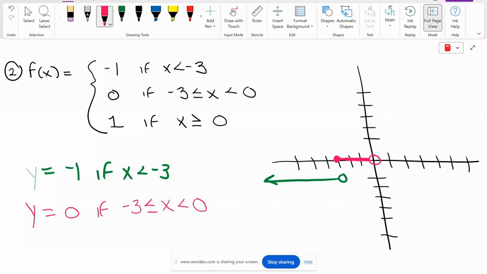And the last one, y will equal +1 if x is greater than or equal to 0. So I'm going to go to where y equals +1. I'm going to put a closed circle on (0, 1), and then we're going to the right this time.